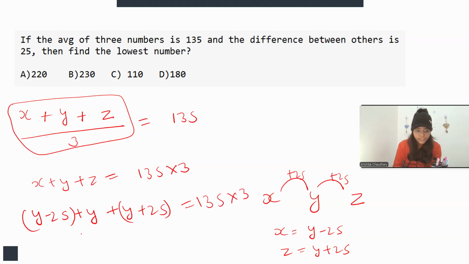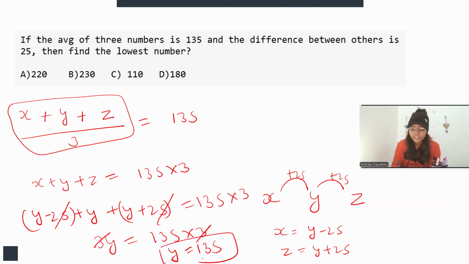Okay, now 25 will cancel 25, so it will become 3Y equals 135 into 3. This 3 will cancel this 3. Y value, we have found that Y value is 135. Now, what was the value of X? X value is Y minus 25. That means 135 minus 25. So it will become 110. Now it is asking to find the lowest number. So lowest number was X only because 25 is subtracted from Y only, and Z is addition to Y. So X will be the smallest number, so 110 will be the answer.